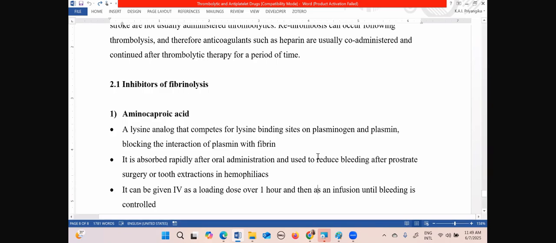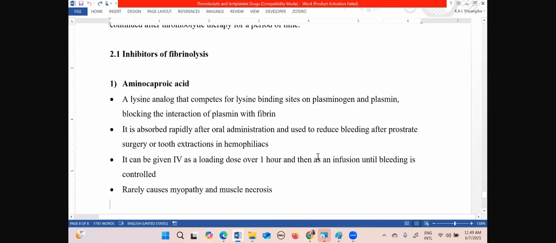Right? So it is absorbed rapidly after oral administration and used to reduce bleeding after prostate surgery or tooth extraction in hemophilia. Hemophilia is a disease where they don't get blood coagulation or clot formation. So we use drugs like this to control bleeding. If a tooth extraction or some surgery like prostate surgery is done, we use these fibrinolysis inhibitor drugs to stop the bleeding.